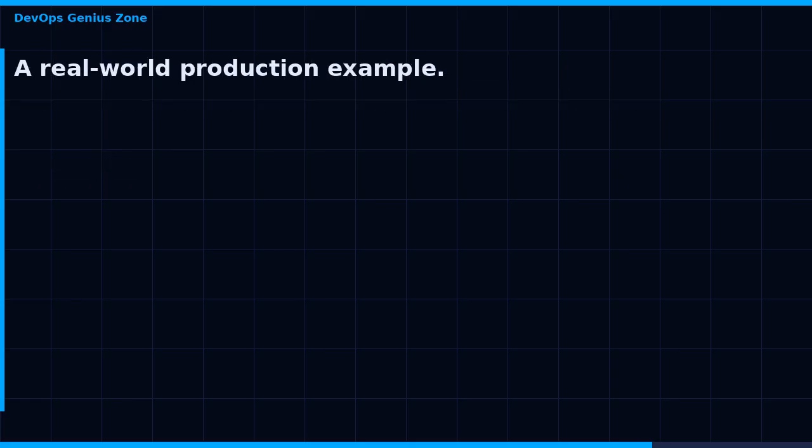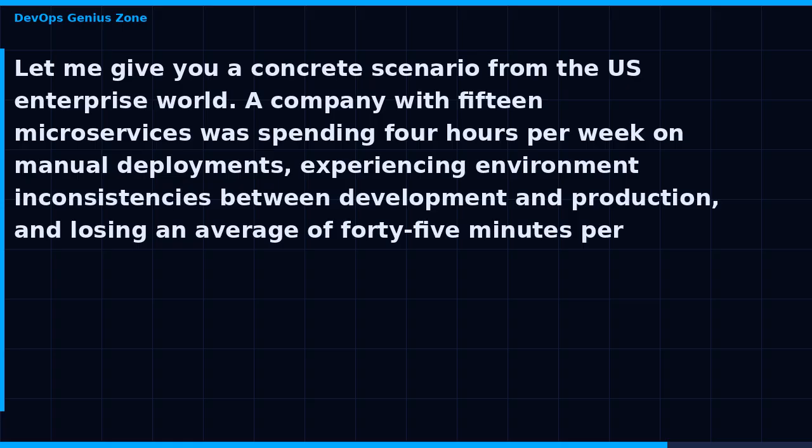A real-world production example. Let me give you a concrete scenario from the U.S. enterprise world. A company with 15 microservices was spending 4 hours per week on manual deployments, experiencing environment inconsistencies between development and production, and losing an average of 45 minutes per incident trying to determine which change caused the problem.